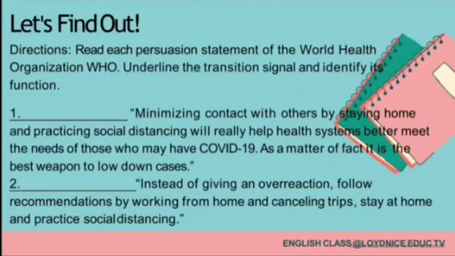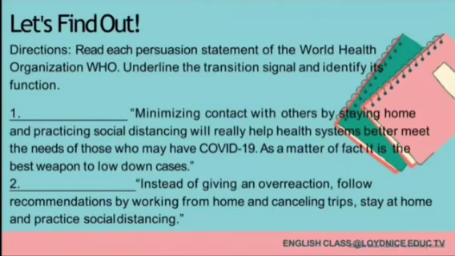Before we end this presentation, let's find out what you learned. Read each persuasion statement of the World Health Organization, underline the transition signal and identify its function. 1. Minimizing contact with others by staying home and practicing social distancing will really help health systems better meet the needs of those who may have COVID-19. As a matter of fact, it is the best weapon to bring down cases.